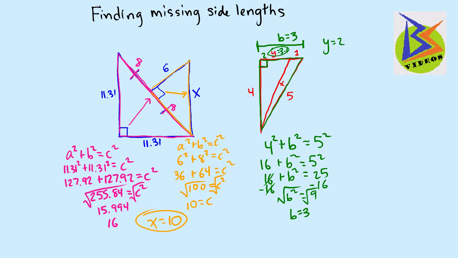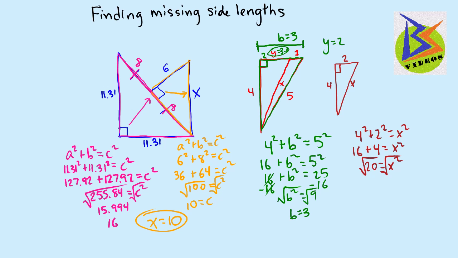Now I'm going to redraw this smaller triangle so we can see it. It still has a side length of 4 here, and a side length of 2 here. And x is here. We can use the Pythagorean theorem again and say 4 squared plus 2 squared equals x squared. 4 squared is 16, 2 squared is 4. 16 plus 4 is 20, which equals x squared. Then we take the square root of both sides, and the square root of 20 is about 4.47.